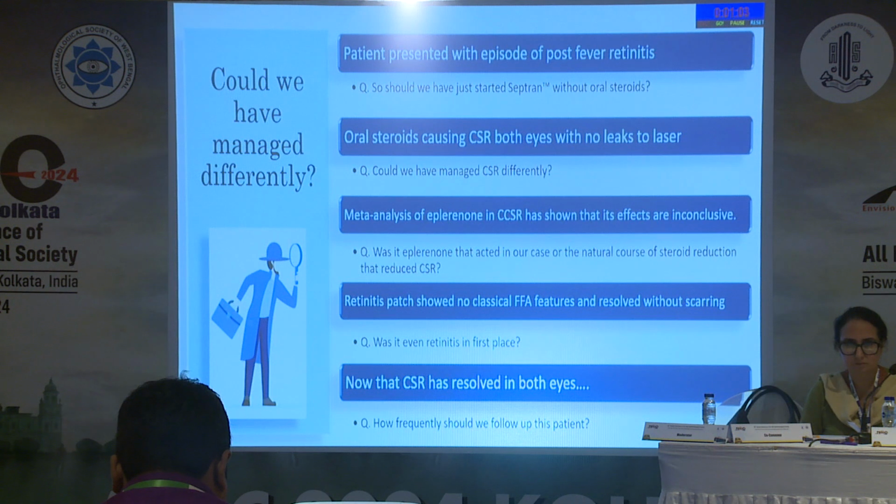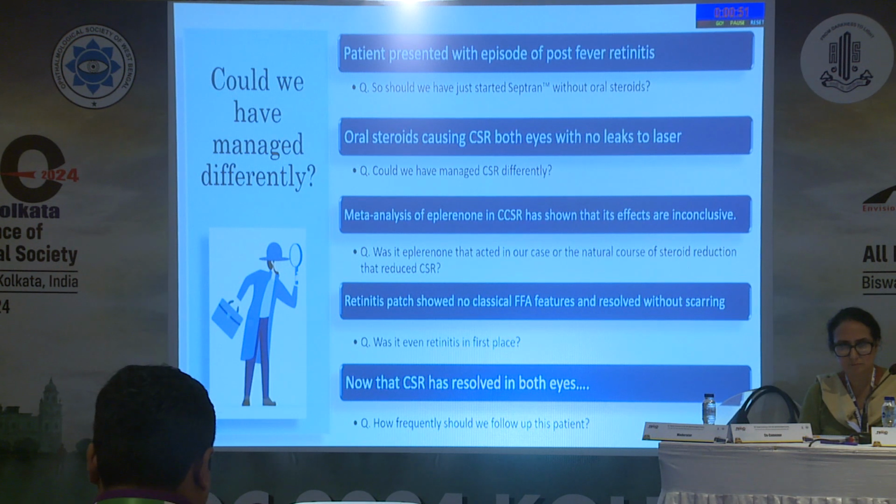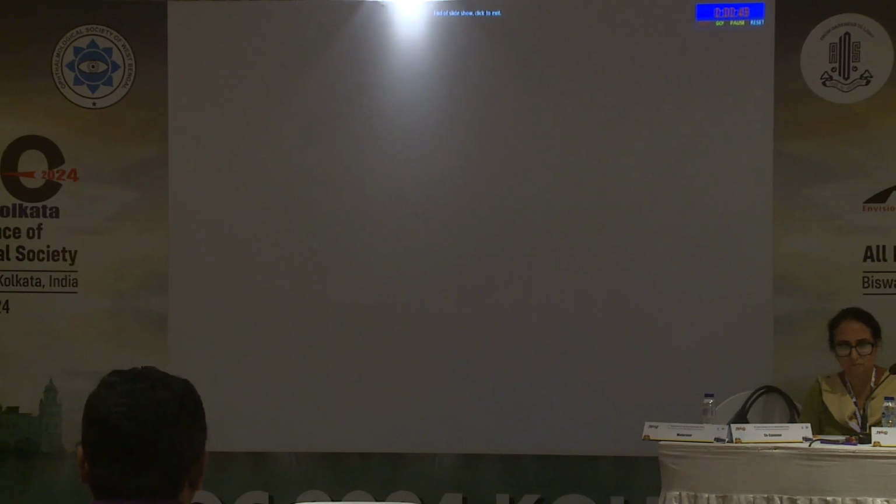Was it even a retinitis in the first place, because there was no vitritis, and although there is a surface hemorrhage and it reduced, we still are not sure whether it was retinitis, because it's such a localized patch in only one eye. And now that CSR is resolved, how frequently should we follow up this patient? These are some of the questions we are posing, and that's it.